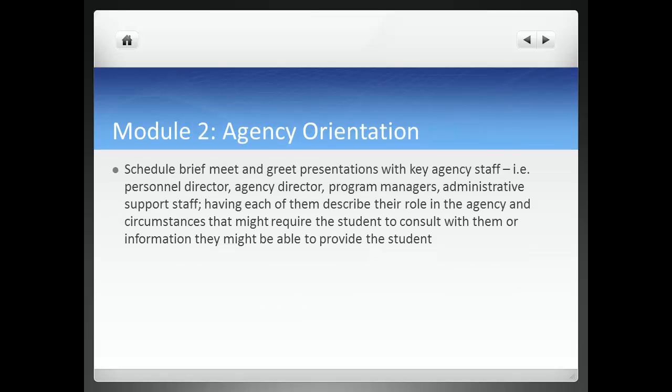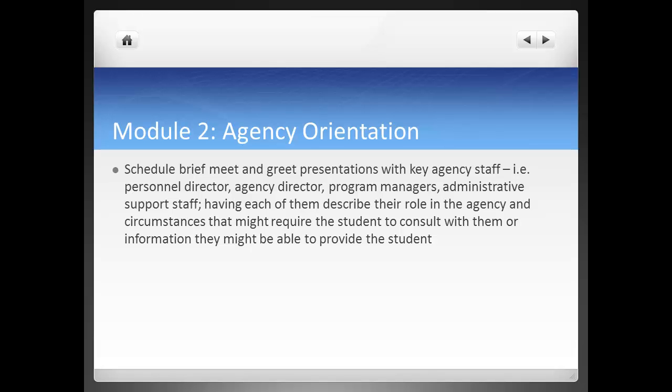Scheduling brief meet and greet presentations with key staff in the agency can also be very helpful in helping a student get the overall organizational structure of your agency. So perhaps a brief meeting with your personnel director, perhaps another meeting with your agency director or specific program managers that they may be interacting with. And finally, administrative support staff are often very critical to students during their field practicum.